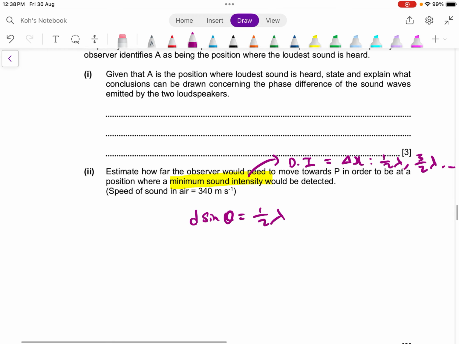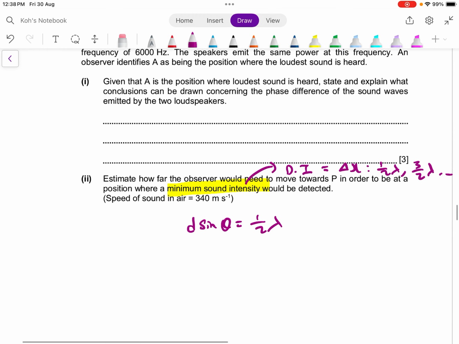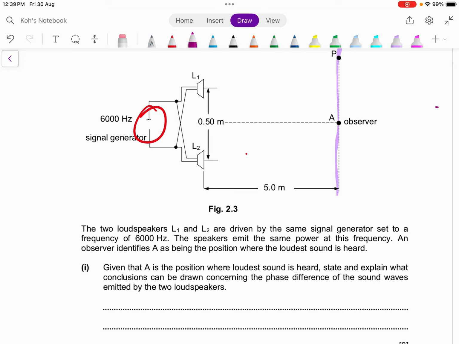But of course, you must also look at the initial condition. For example, they tell us that the observer at A identifies the position where the loudest sound is heard. That means when you are at this point, the path difference is 0, so this one is your constructive interference. So L1 and L2 are initially in phase. Okay, with this, let me help you solve this question.